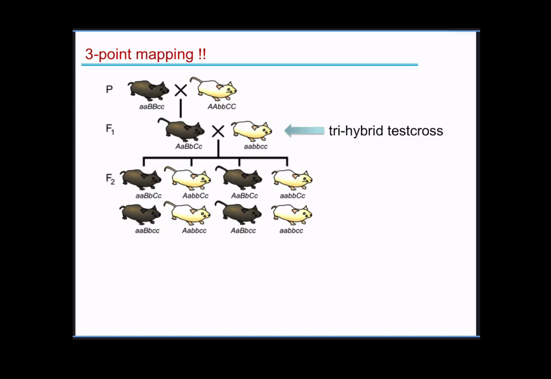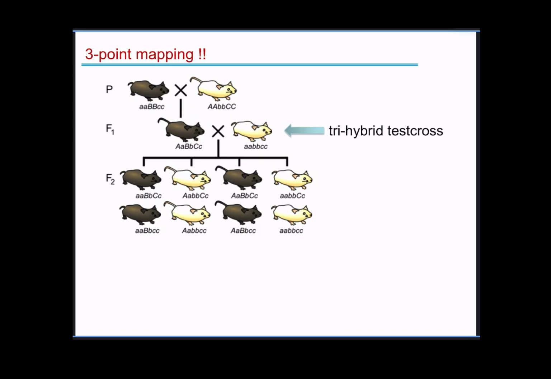In practice, what happens is that means setting up 3 times the number of crosses. And it came a time during the history of science that it was easier to set up 1 cross and do it all at once. And that's where the tri-hybrid test crosses came about.